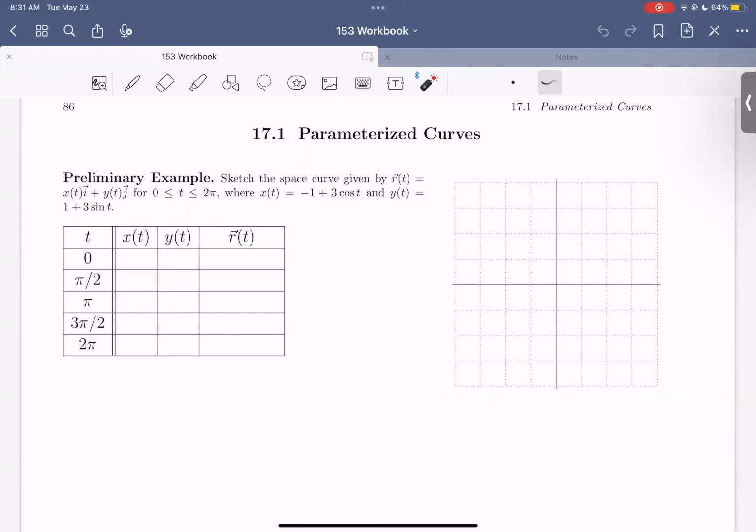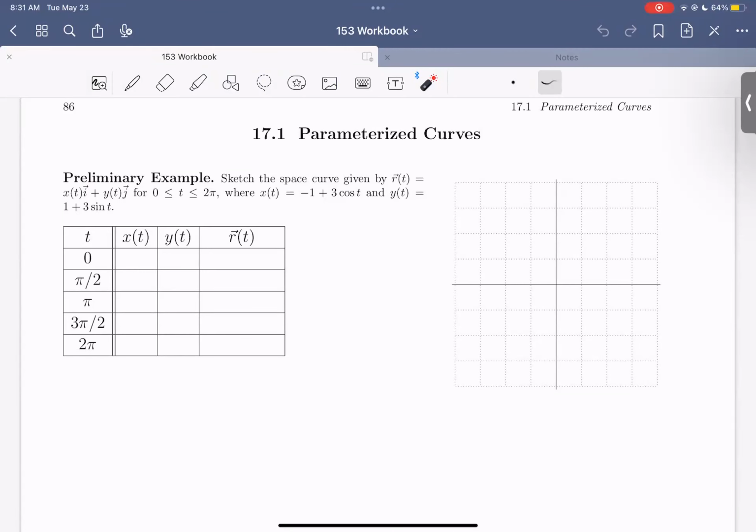Hello, everyone. In this video, we're going to get started on section 17.1 on parameterized curves. In general, a parameterized curve is a curve, meaning an image or graph I can draw with my pencil, that's parameterized, meaning that there's a certain way to traverse or move along the curve. We're going to get started right away on this preliminary example. We're going to start making more sense of what these parameterized curves can look like and how they're defined.